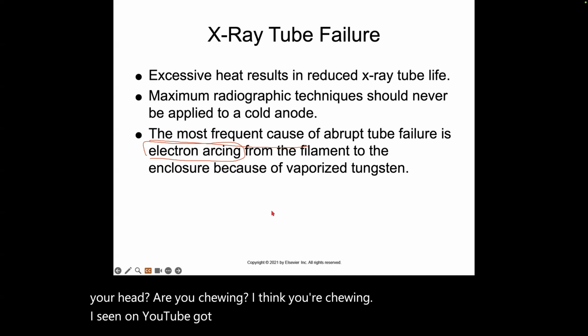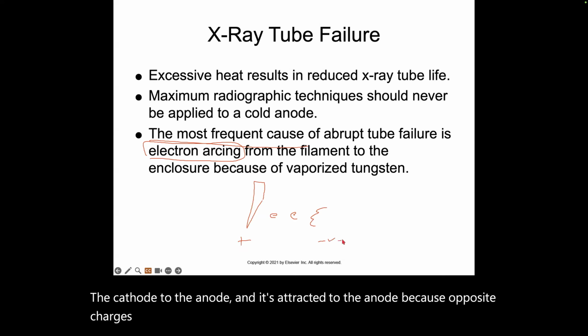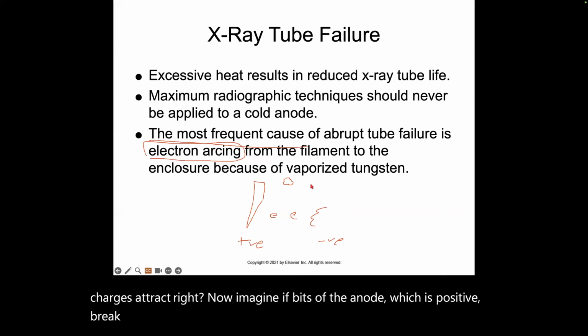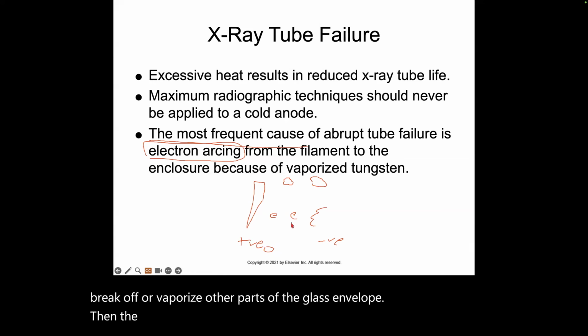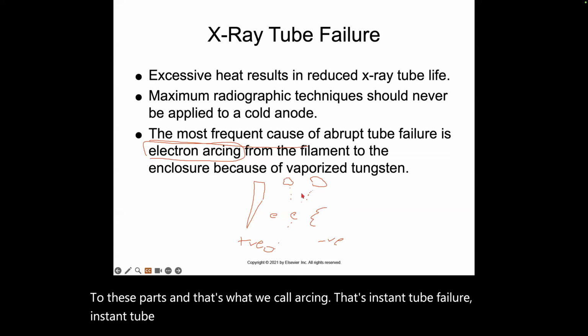So we prefer that electrons only go from the cathode to the anode, and they're attracted to the anode because opposite charges attract. Now imagine if bits of the anode, which is positive, break off or vaporize onto other parts of the glass envelope. Then the electrons would also be attracted to these parts. That's what we call arcing. That's instant tube failure.